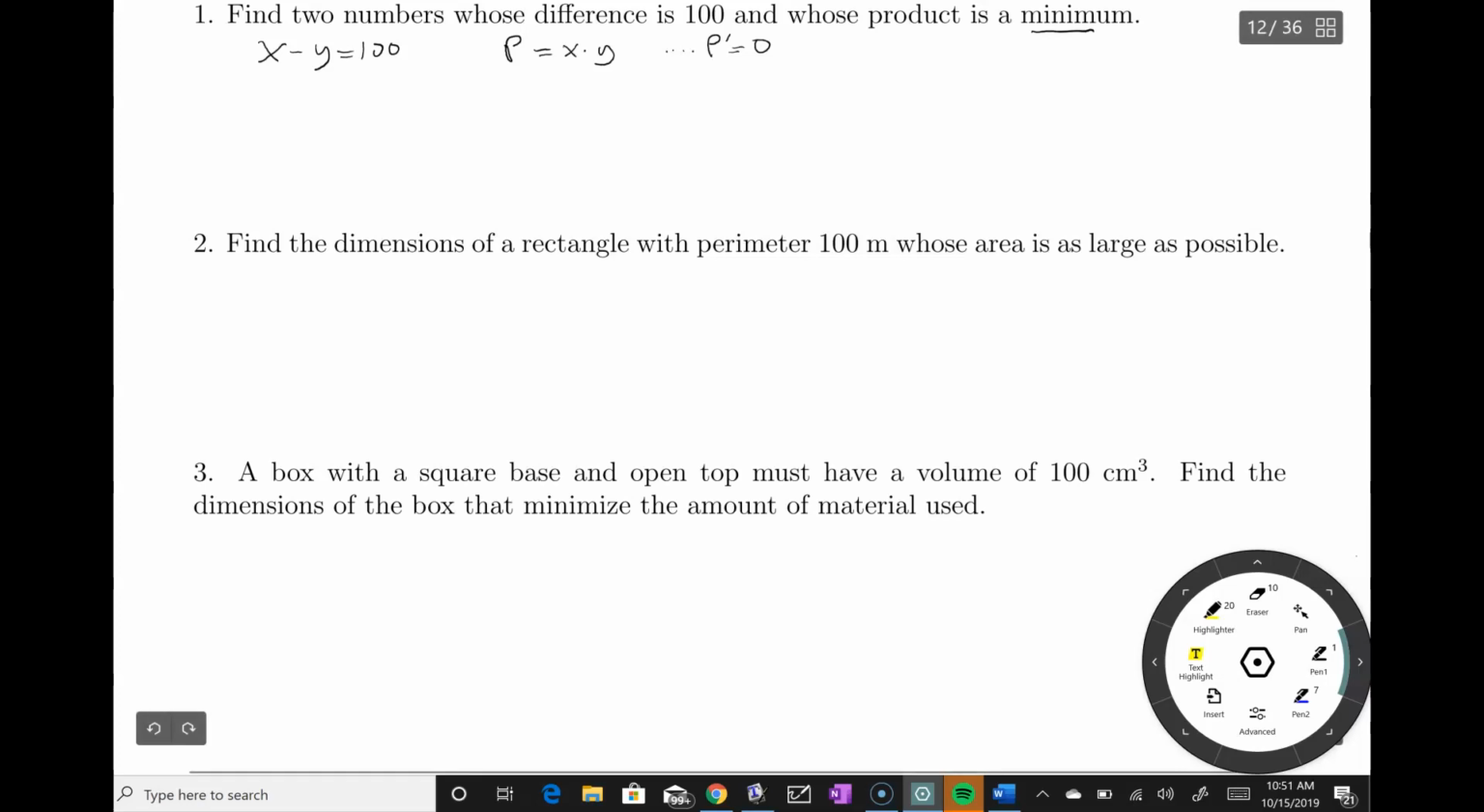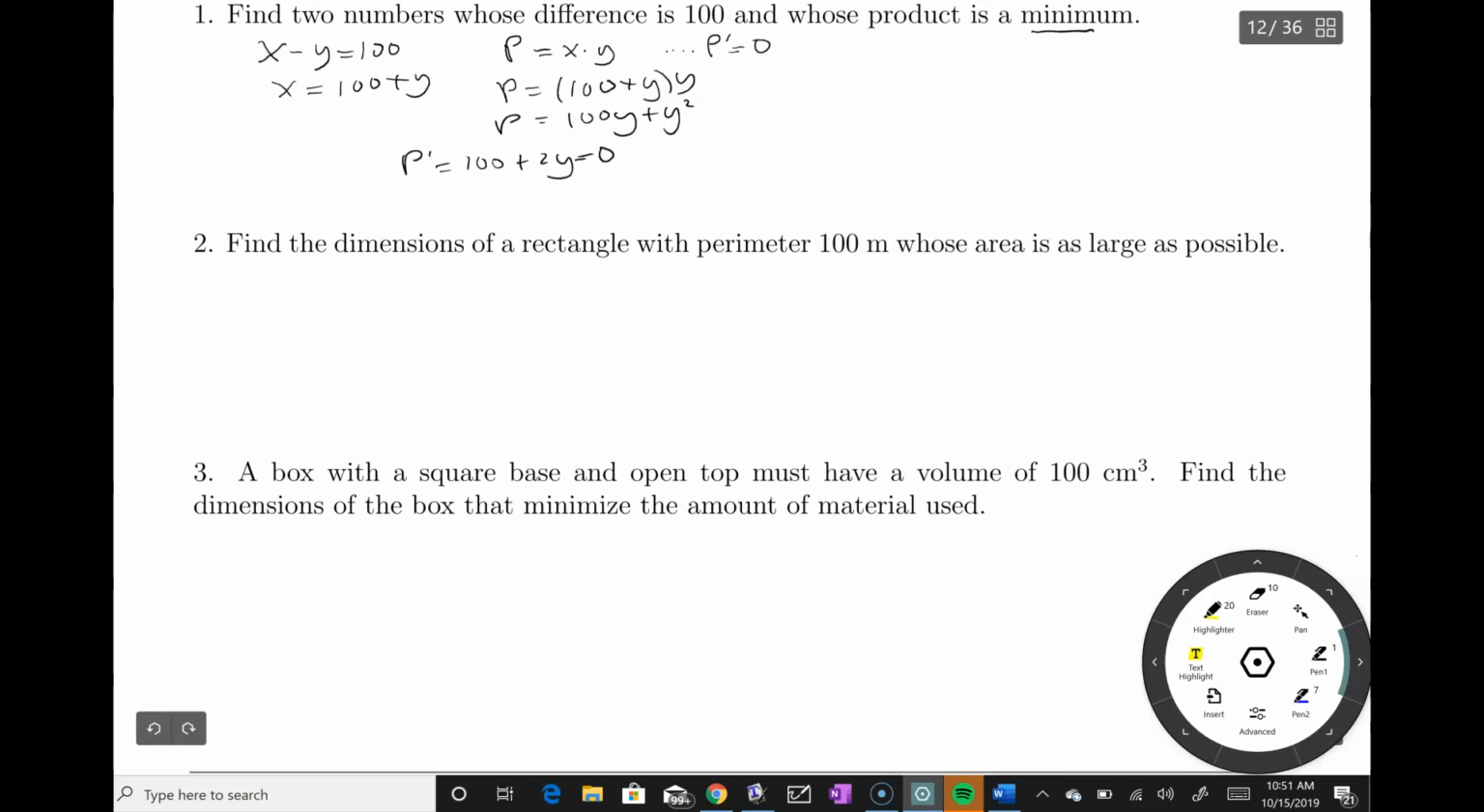So I'm going to substitute. So I'm going to set x equal to 100 plus y. And I'm going to substitute that into here. So I get 100 plus y times y. And I'm going to multiply it out first before I take the derivative. So I get p prime is equal to 100 plus 2y.